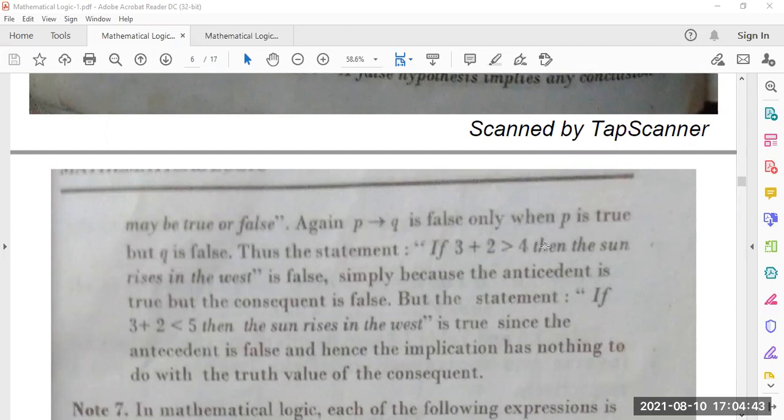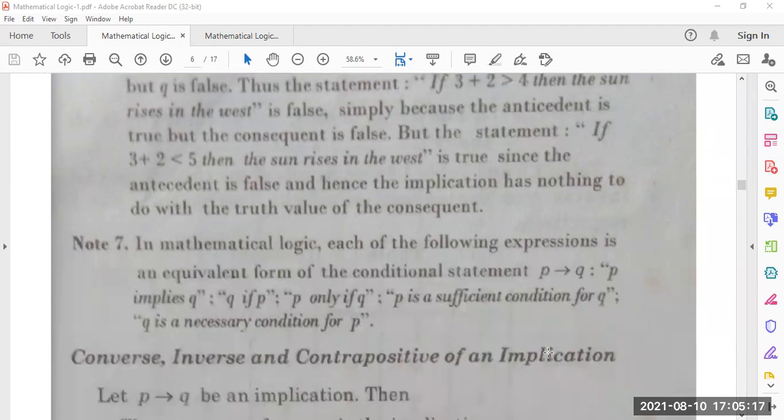So true, false is false. Otherwise, all are true. Thus, the statement if 2 plus 3 is greater than 4, then the sun rises in the west is false. There is no connection between these two statements, simply because the antecedent is true but the consequent is false. But the statement if 2 plus 3 is less than 5, then the sun rises in the west is true, since the antecedent is false, and hence the implication has nothing to do with the truth value of the consequent. These are the P implies Q.